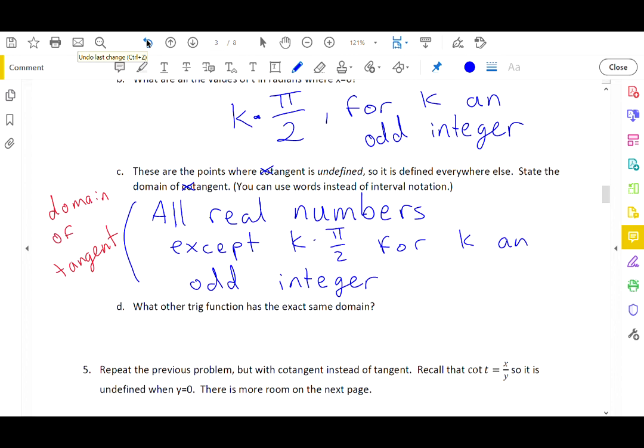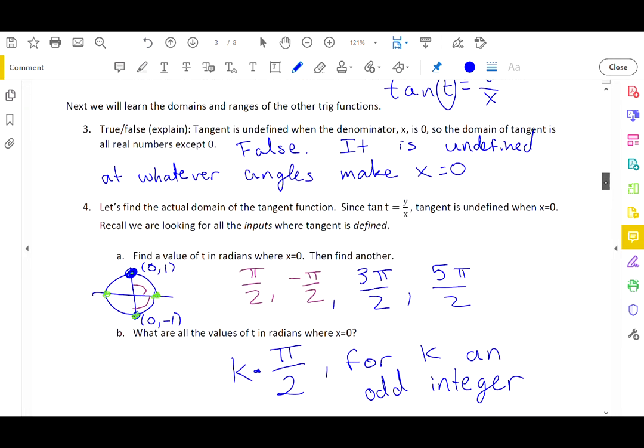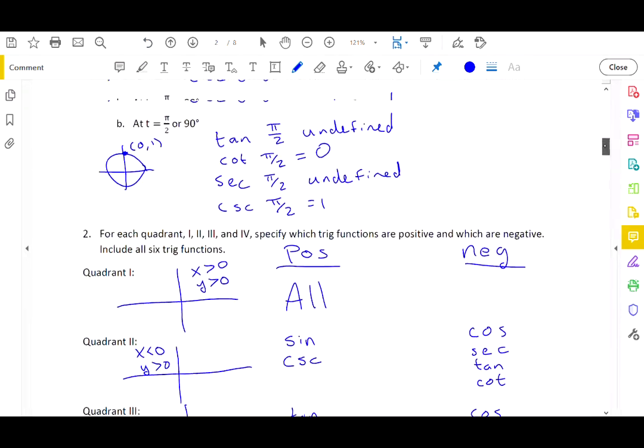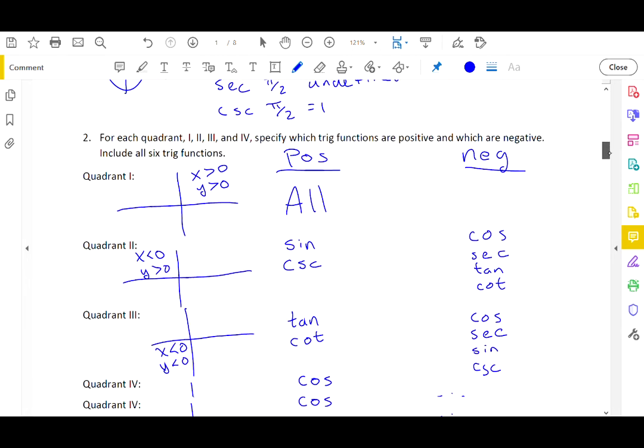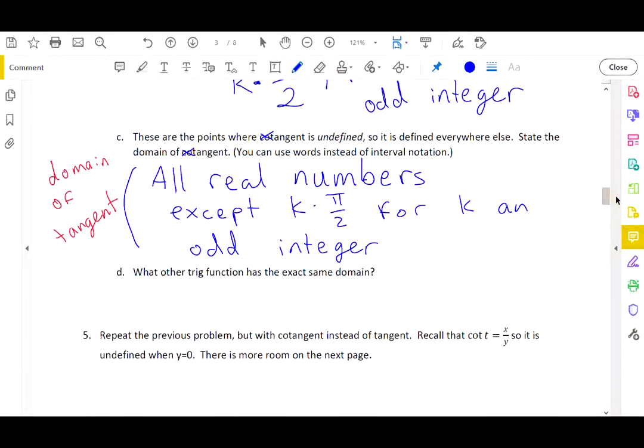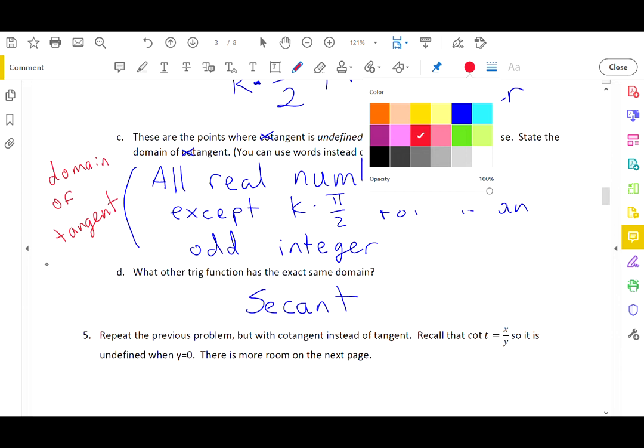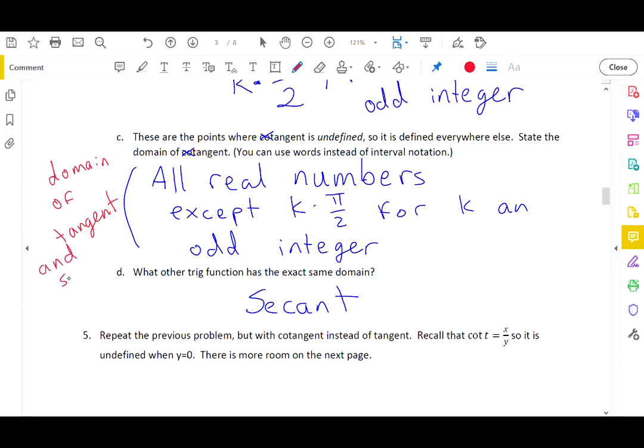What other function has the same domain? So we want to find another function that's undefined when x is 0. Let's go back to our functions. Undefined when x is 0: tangent, not cotangent, yes, secant, not cosecant. So secant has the exact same domain. The domain of tangent is also the domain of secant. So I will add that here.